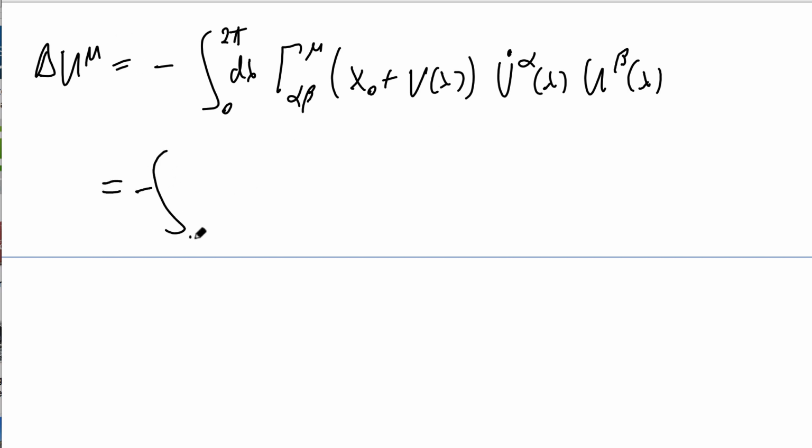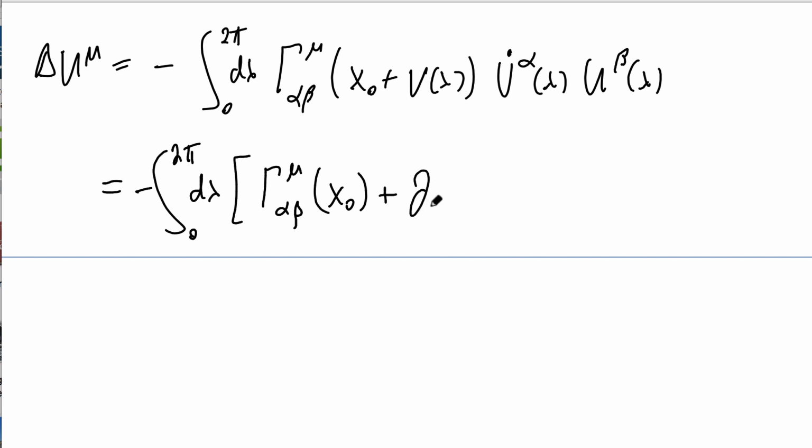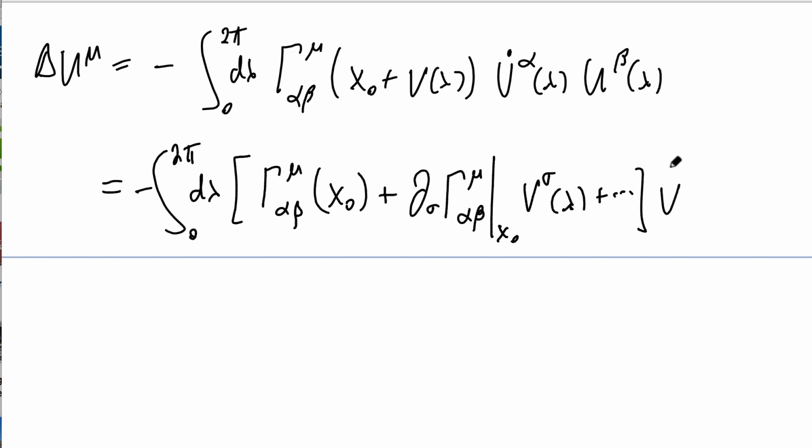So this equals minus the integral from 0 to 2π dλ of Γ^μ_αβ at x_0. That's the leading order term in the expansion. The next term is ∂_σ Γ^μ_αβ evaluated at x_0 times v^σ(λ). And then there are higher order terms that we'll ignore since we're letting the loop be infinitesimal, which means v is small. Then times v̇^α u^β.